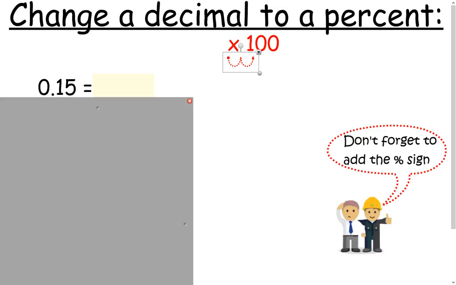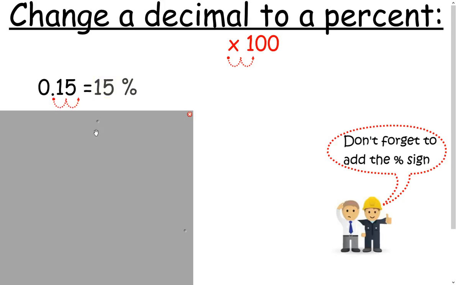Okay. Let's change decimal to percent. We're going to do the exact opposite of what we did on the other page. We're going to multiply by 100 this time, or move the decimal place to the right 2. So 0.15, move the decimal place to the right 2, and get 15%. Don't forget to add that percent sign.